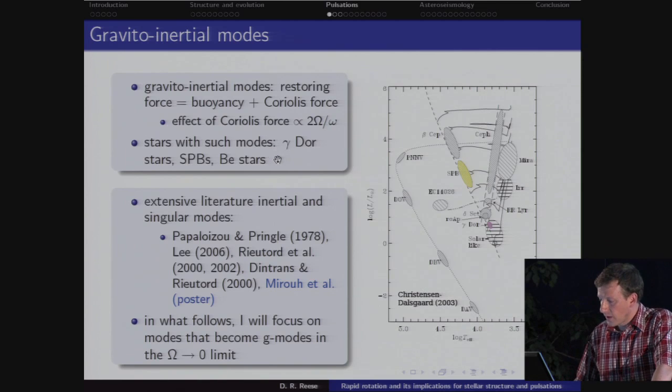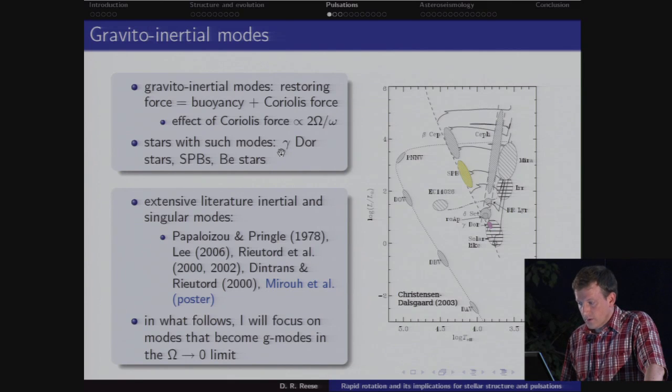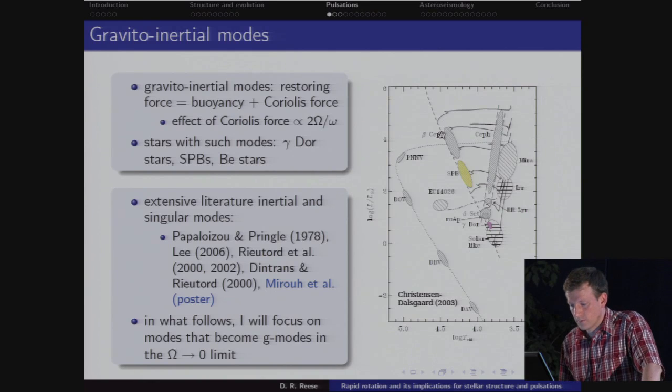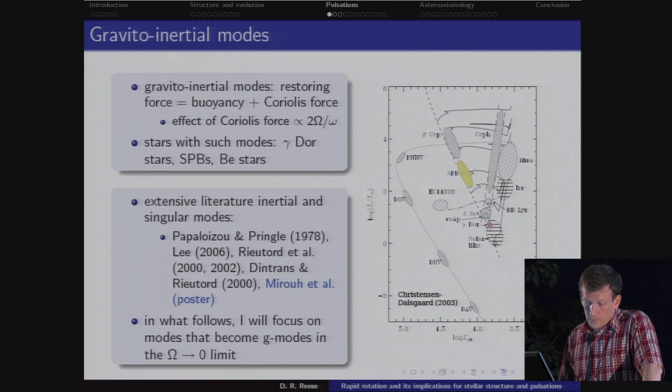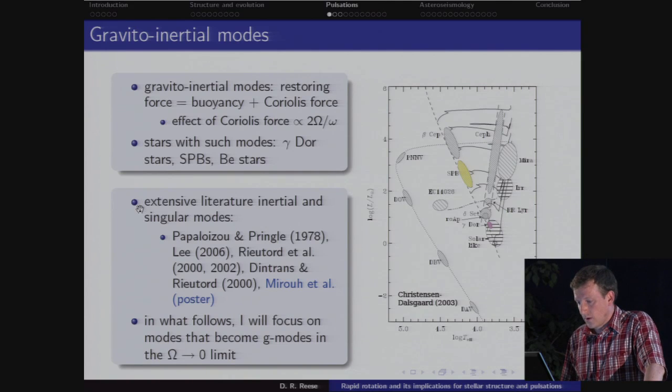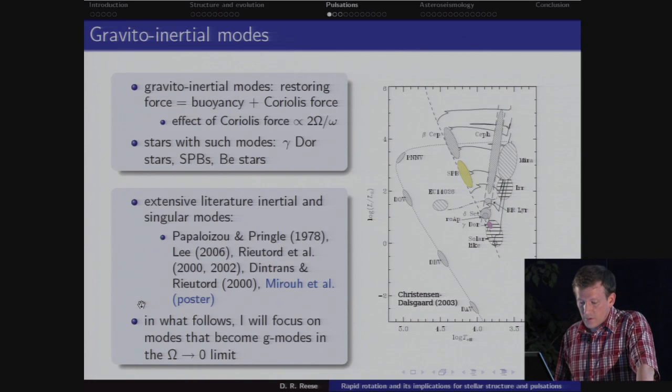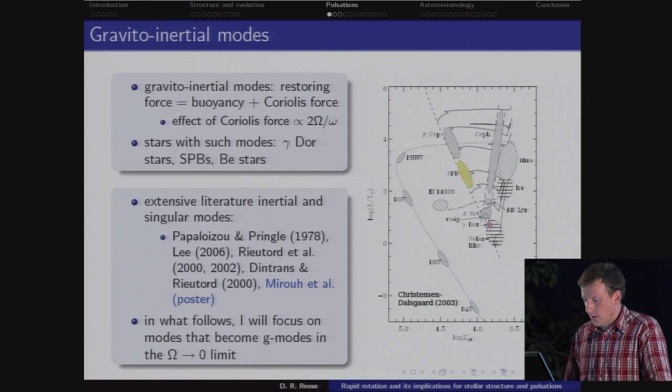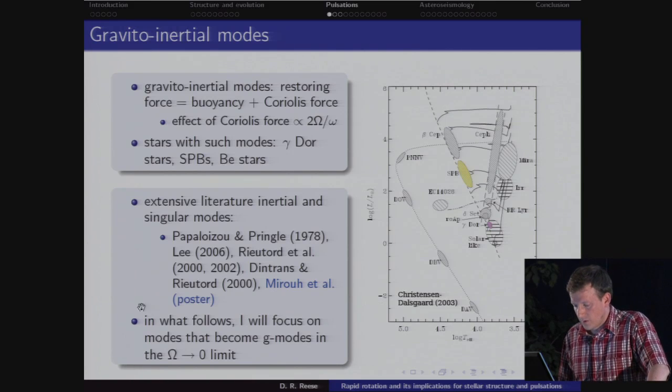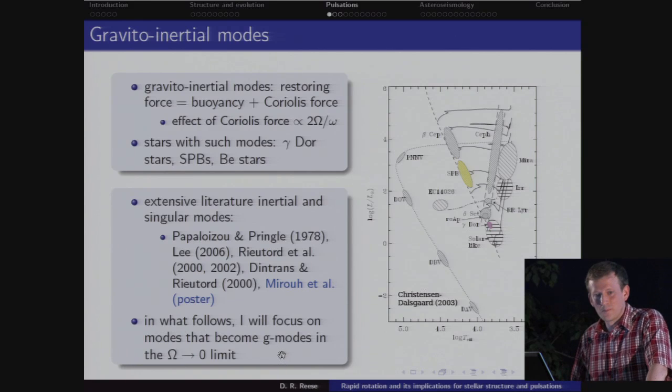The type of stars that will be affected the most by this will be gamma Dor stars, which are right here, SPB stars, and then BE stars, which are somewhere around here. Now there's been quite a lot of different articles on gravito-inertial modes, and also in particular on inertial modes and singular modes. And here's just a list of some of the references, including a poster that's in this conference. However, in what follows, I will focus more on more classical modes, which become g modes in the non-rotating limit.